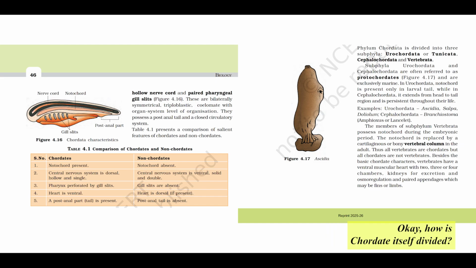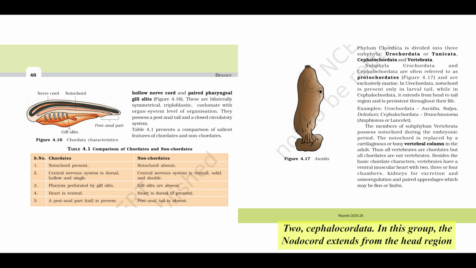Okay, how is chordate itself divided? Phylum Chordata is broadly divided into 3 subphyla. 1. Urochordata, also called Tunicata. In these marine animals, the notochord is present only in the tail of the larva and disappears in the adult stage. Examples include Ascidia, Salpa, Doliolum. They often have a tunic-like outer covering as adults.